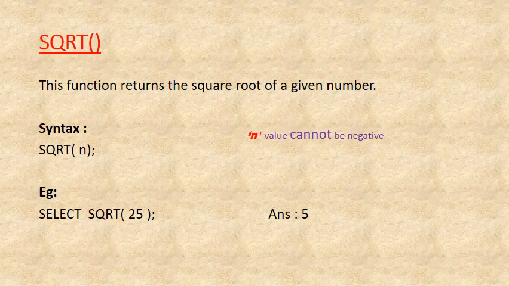Square root. This function returns the square root of a given number. Syntax: sqrt(n). This function returns the square root of the argument n, but the value n cannot be negative. Example: select sqrt(25). So this will result in 5 as the answer.